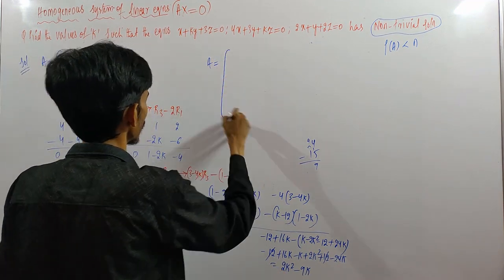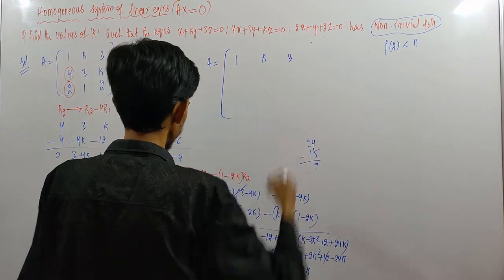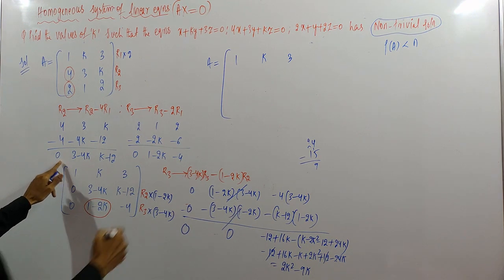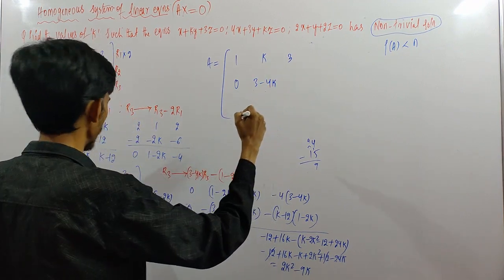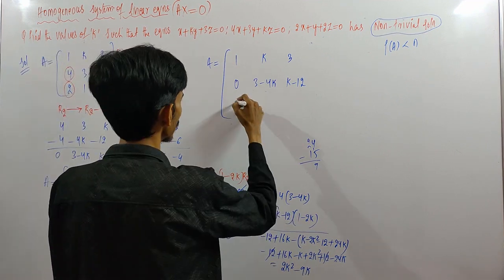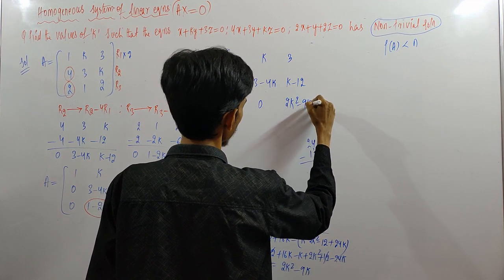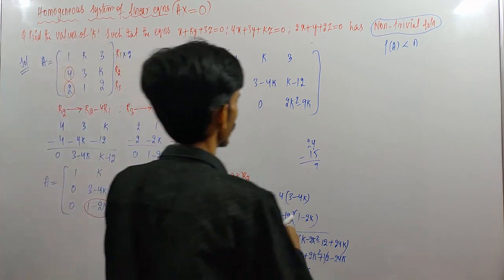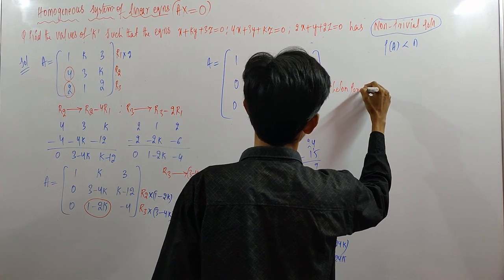Let us write down matrix A. We have 1, k, 3. Next R2 as 0, 3 minus 4k and k minus 12. Third row we have 0, 0, 2k square minus 9k. Now this is the row echelon form. We have got the echelon form.